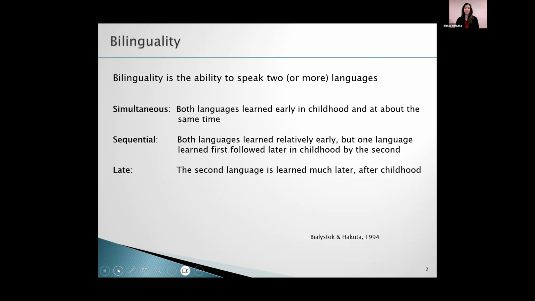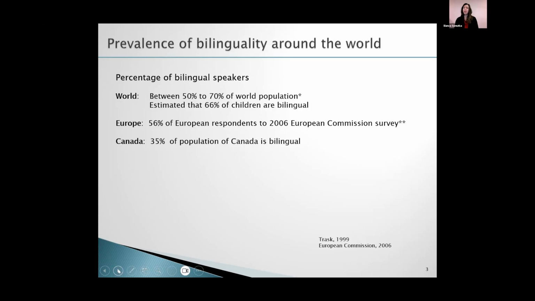And here in the U.S., where we are, this is sort of the most typical for children who are raised in monolingual households. When we look around the world, we do see that bilingualism is more of the norm than the exception. Worldwide, some estimates say that between 50 and 70% of the world's population is bilingual, and that about 66% of children are bilingual. If we look just at Europe, respondents to the 2006 European Commission survey showed about 56% of people in Europe are bilingual, and in Canada, about 35%.